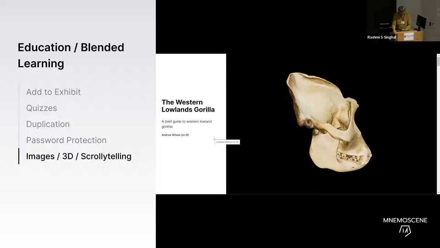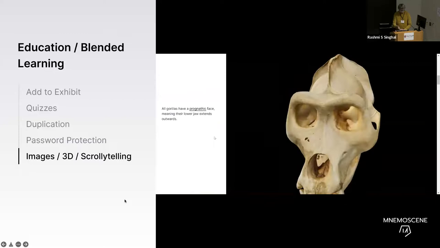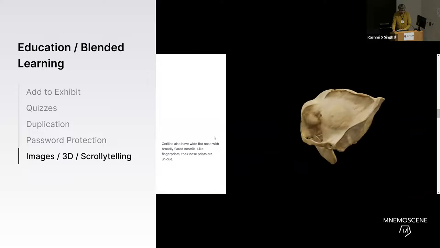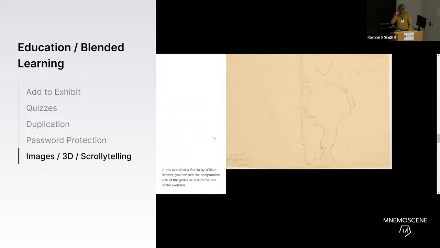And then finally, for the education and blended learning section of the presentation, just to show you that there's also a storytelling, scrolly-telling template, here's a scan of a gorilla skull from the collection, and it's mixed with images and things like that, so you can just tell a story. You can zoom in exactly as you would with an image on a part of the 3D model that you're interested in. And this is what I mentioned earlier.